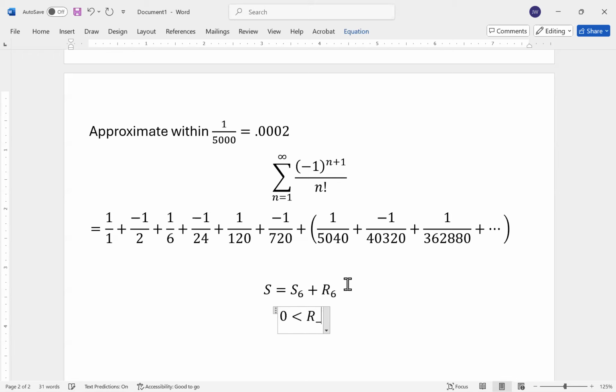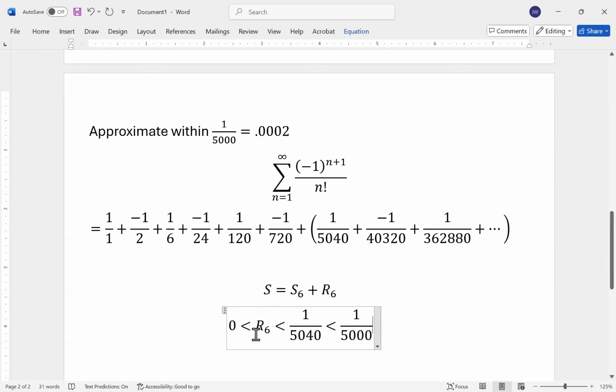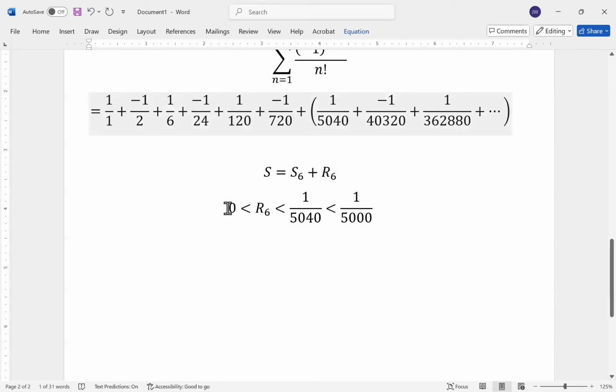Now it is going to be, and by the way, 1 over 5,040 is a smaller number than 1 over 5,000. So my remainder is going to be within here. So S6, which I'm going to give an approximate decimal version of because adding these 6 terms up and then putting them in a fraction doesn't turn out to be a really nice fraction.